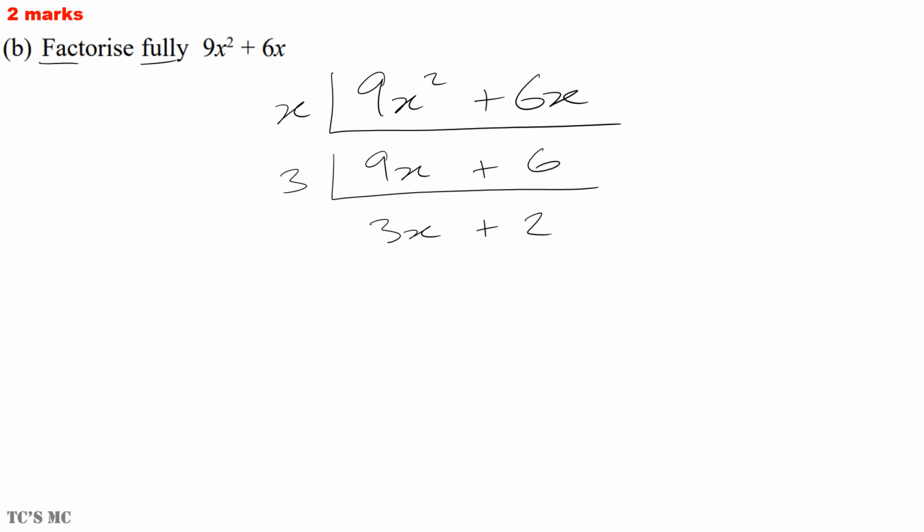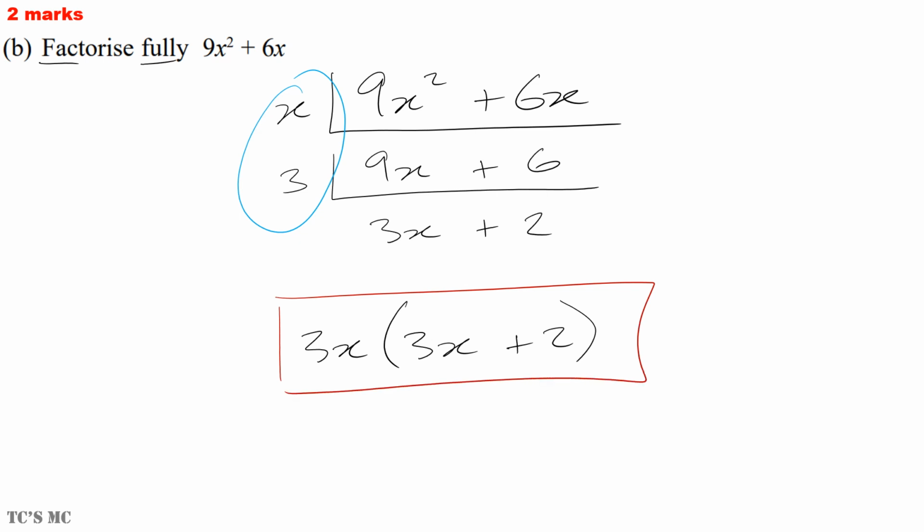And now I have 1 mark. The inside of the bracket is 3x, add 2. The outside of the bracket is the product of the left-hand side. And in our case, that is 3x. For having a fully correct answer, we now have 2 marks.